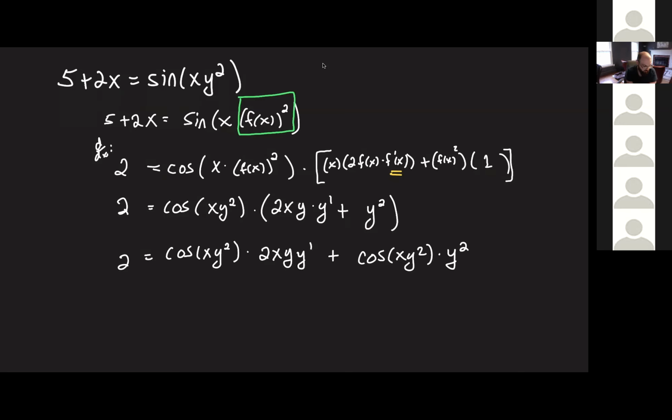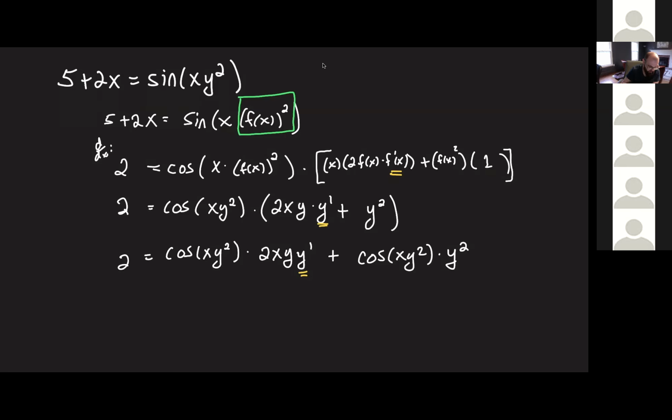Okay, so again, we're still tracking this term right here, right? That's what we want to solve for. So I'm going to do this in 2 steps. I'm going to bring everything that doesn't have the y prime over to the left, and then I'm going to divide to get what I want here.